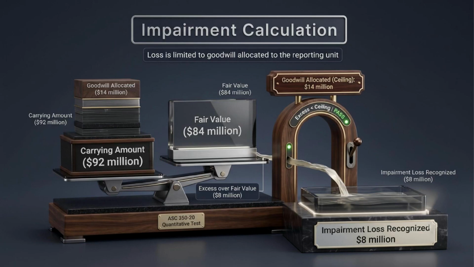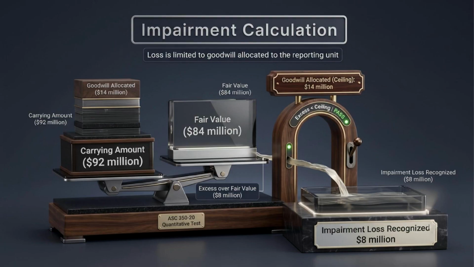The excess of carrying amount over fair value is $8 million. Goodwill allocated to the unit is $14 million, so the goodwill ceiling does not limit the result. Therefore, Atlas Systems recognizes an $8 million goodwill impairment loss. The reconciliation is clean. 92 million minus 84 million equals 8 million, and 8 million is less than the 14 million goodwill balance.